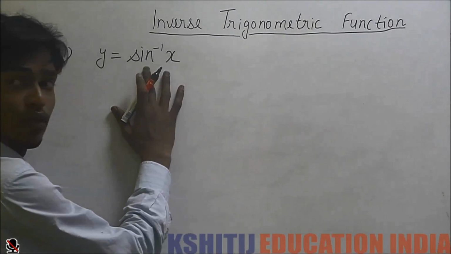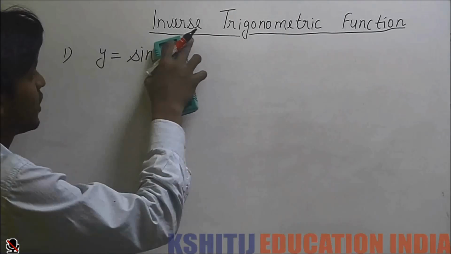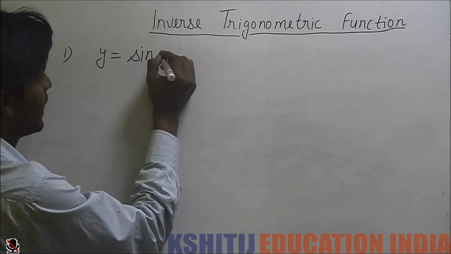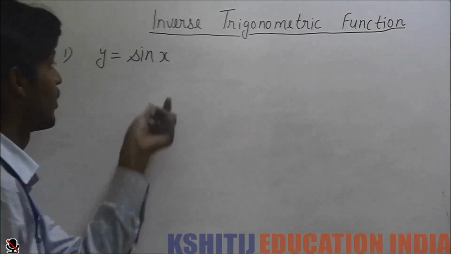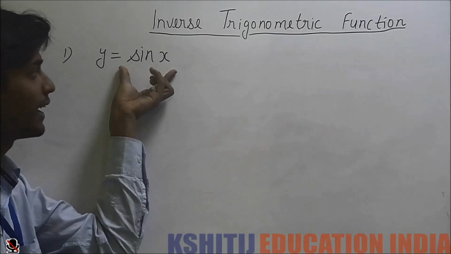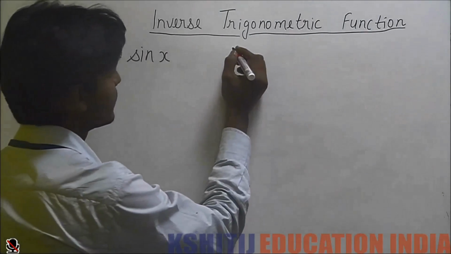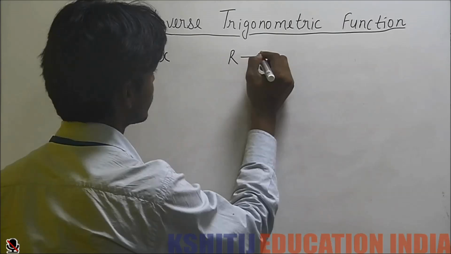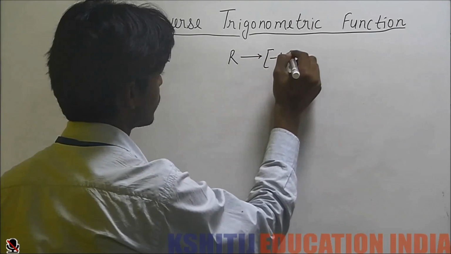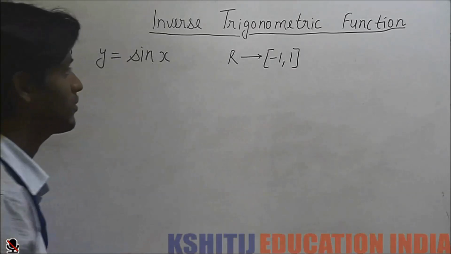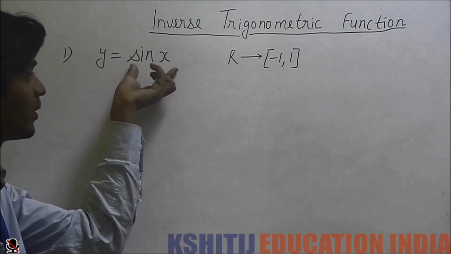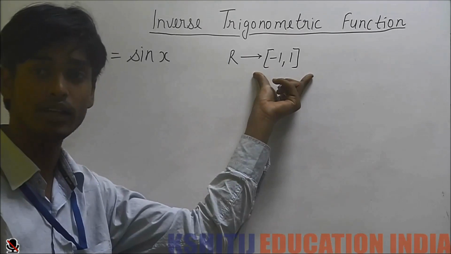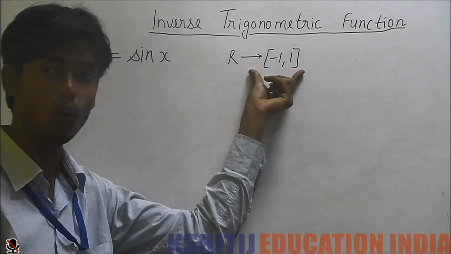Before that, we have to be clear about the term sin x. We know the term sin x has the domain of any real value R, but it always gives a value between -1 to 1. Okay, is it clear?